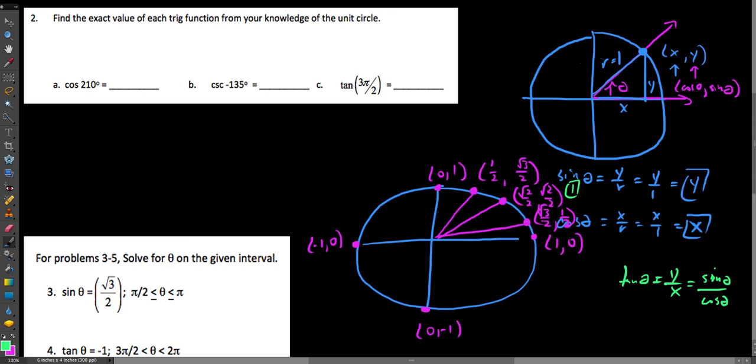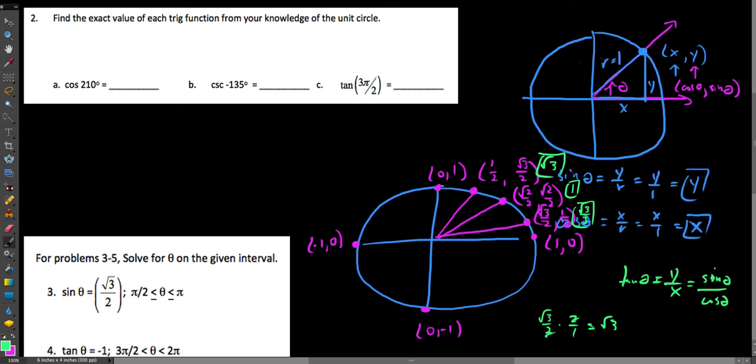Up at 60, root 3 over 2, which is our y value, divided by a half, is the same as root 3 over 2 times 2 over 1. So we get root 3 over 1, or root 3. And then down here at 30, this is just the reciprocal of root 3, so 1 over root 3, which rationalizes to root 3 over 3.